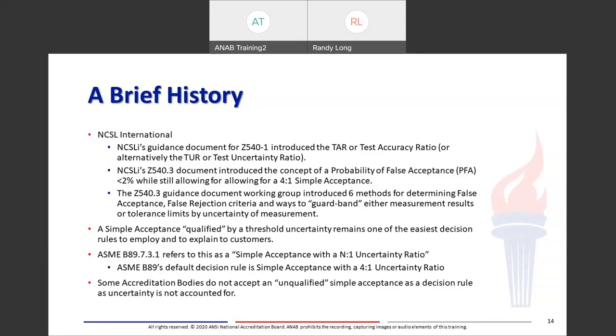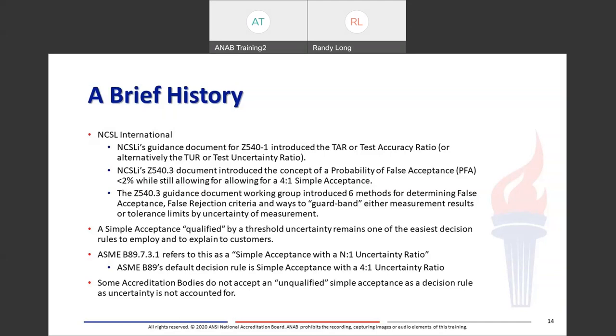In ASME B89-731, this is referred to as a simple acceptance with an N-to-1 uncertainty ratio. The simple acceptance with a 4-to-1 ratio is ASME B89's default decision rule for its standards, and it discusses a few situations where that's not the case, but in general, it's 4-to-1. If any of you do mass calibrations, you'll understand that OIML, NIST, and ASTM have a 3-to-1 uncertainty ratio for mass calibrations, and that's been the norm for many years.